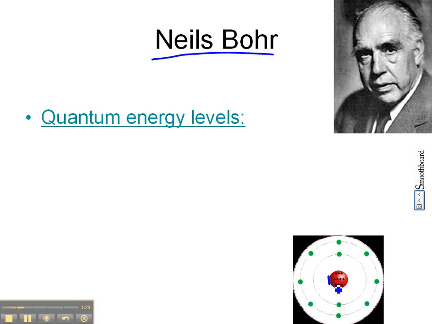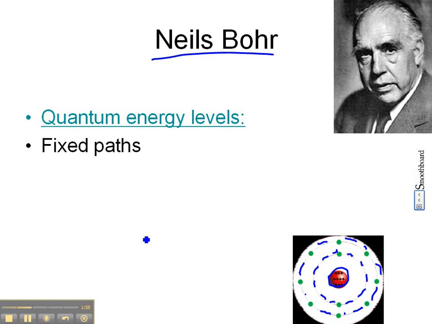Basically, he said we have the nucleus and we have these electrons, but these electrons can only follow specific orbitals around the nucleus. It could be on that orbital, or an electron could be on this orbital, but every atom has its own orbital size, and the electrons can only be found on the orbitals. They can't be found in between, they have to be found on the orbitals. So he called them quantum energy levels. What's a quantum energy level? It's a fixed path. It's a standard path.